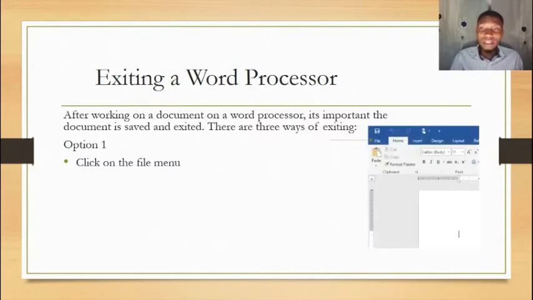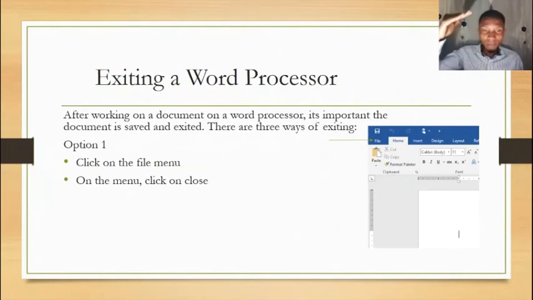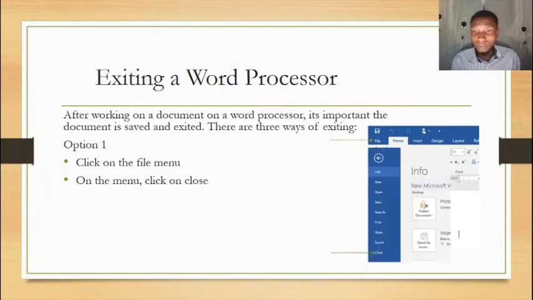That's how it looks. That's a Microsoft Word screen, a screenshot of it. That's the file menu. When you click on it, you're going to have a menu. On the menu, you click on close. You can see the close there with the arrow. As you click on close, that's how you close the program. That's a two-step way of closing the program after you've saved the document you created.